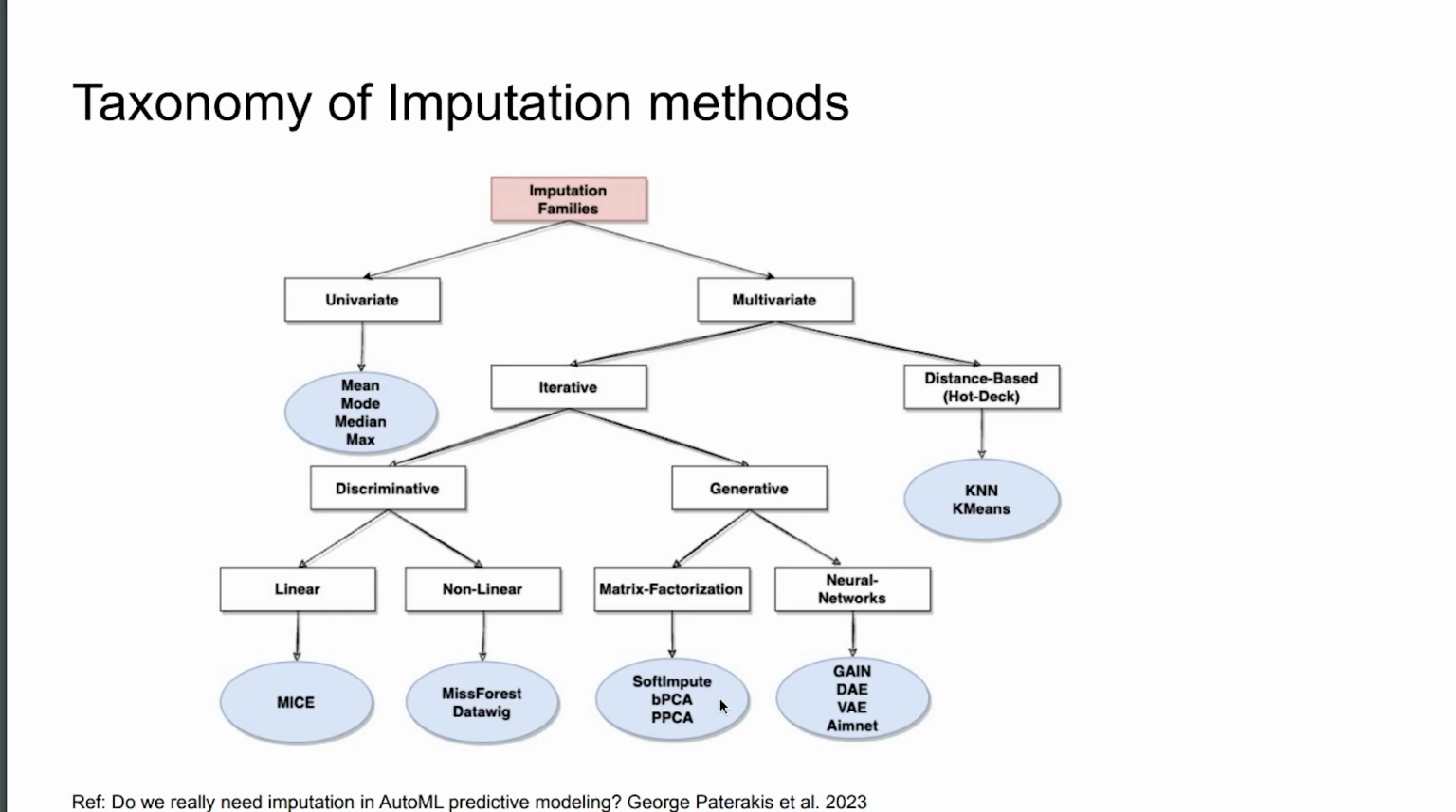not work very well. Then we have neural networks, which are nonlinear methods, as stated before, which try to capture the distribution using neural networks. You have GANs, also called GAIN, which is generative adversarial networks for imputation. You have DAE, which is denoising autoencoders, variational autoencoders, and AIMNet, which is a transformer architecture.